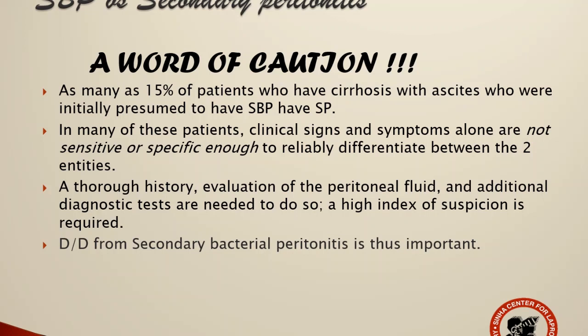Why? Because the clinical signs and symptoms alone are not sensitive or specific enough to reliably differentiate between SBP and a secondary peritonitis. You need a thorough history, you need evaluation of the peritoneal fluid, and additional diagnostic tests are needed to do so. A high index of suspicion is also required. And that is why a differential diagnosis of secondary peritonitis from spontaneous bacterial peritonitis is always on the cards, and it's very, very important.